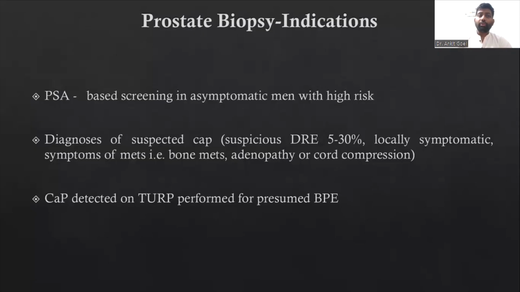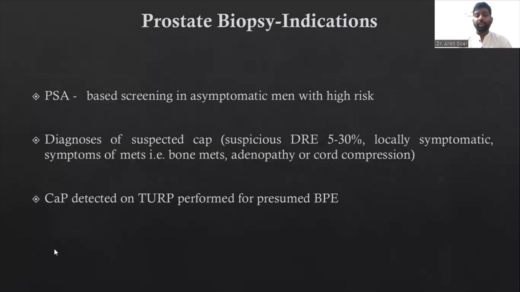Now we will talk about the prostate biopsy. What are the indications of getting a prostate biopsy done? If there is PSA based screening in asymptomatic men with high risk, in those patients we get the prostate biopsy done. Or in case of a suspected CA prostate, as in a suspicious DRE finding or a symptomatic patient with local or metastatic symptoms, or if there is CA prostate detected on the TURP for a presumed BPE case, then in that case we get a prostate biopsy done.